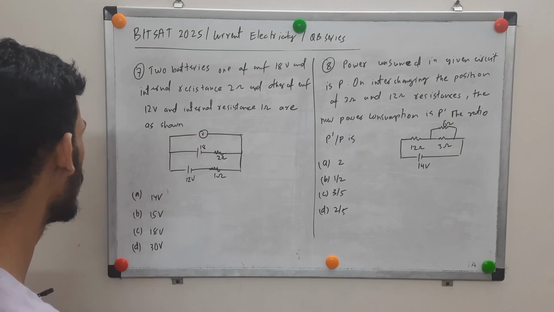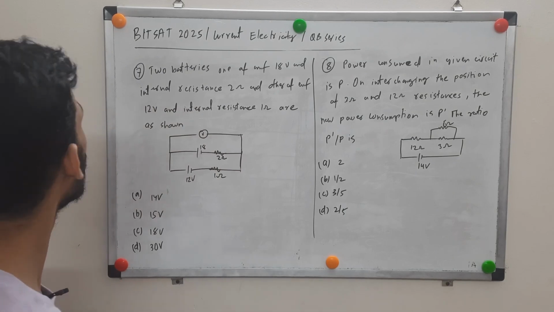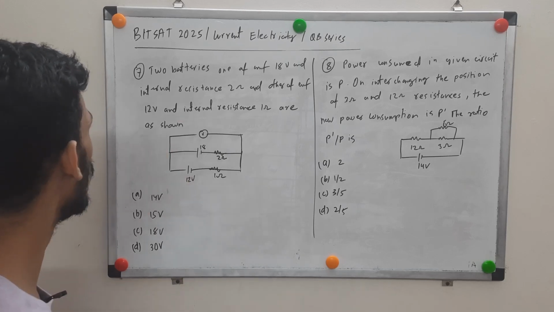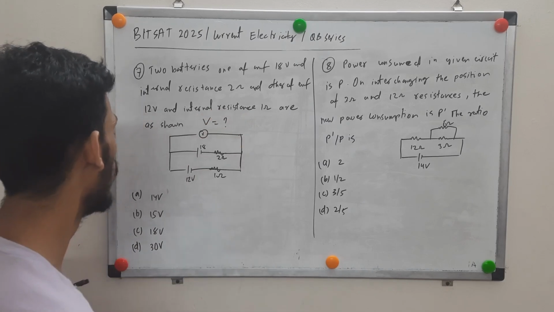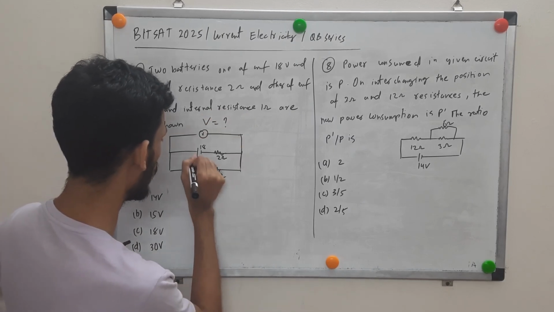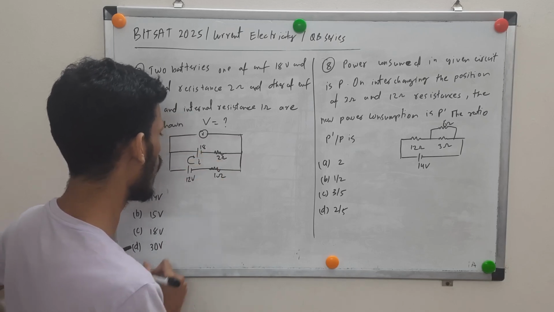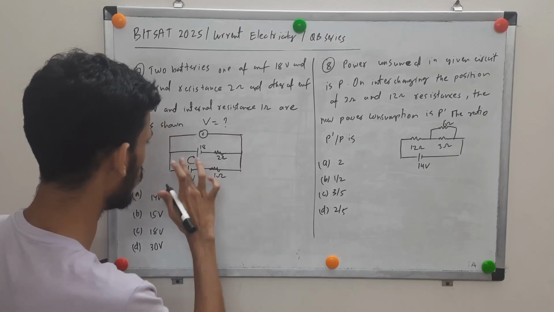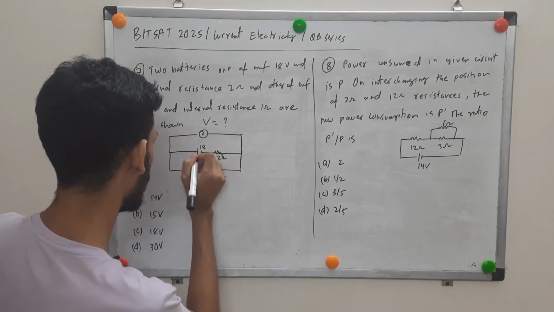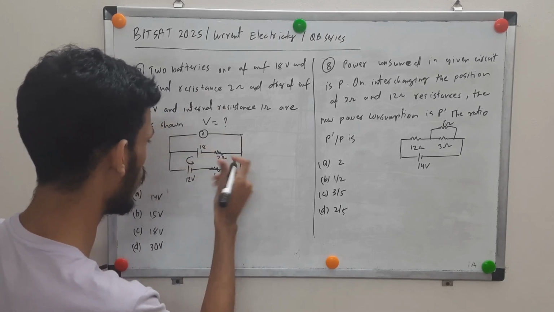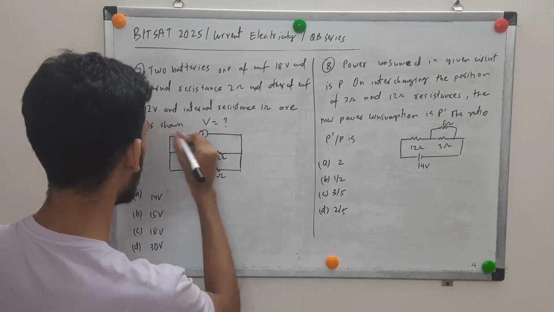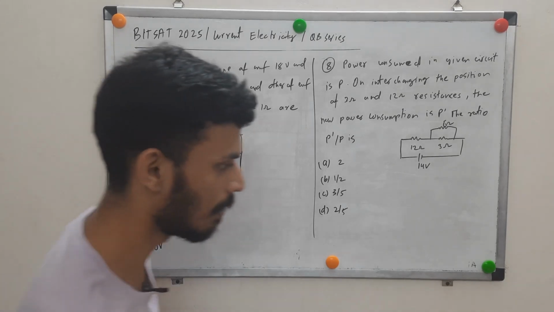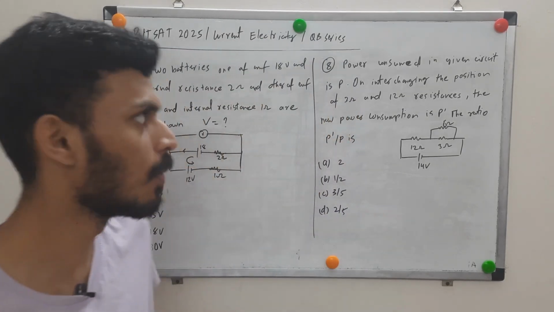What are we supposed to tell? What is the value of this V? That is what we are supposed to tell. So now let us consider the current in the circuit, I. Actually, it will be going like this, right? Because 18 volts is bigger than 12 volts, so current will be coming out from this battery and going into this battery. Now, nothing is given as such about this voltmeter, so we'll consider it to be ideal.